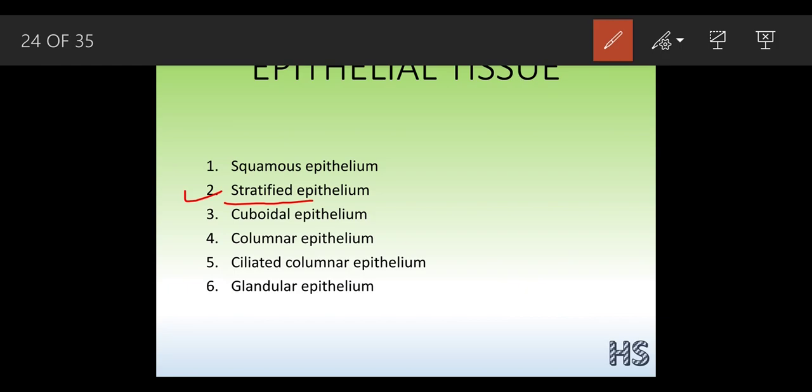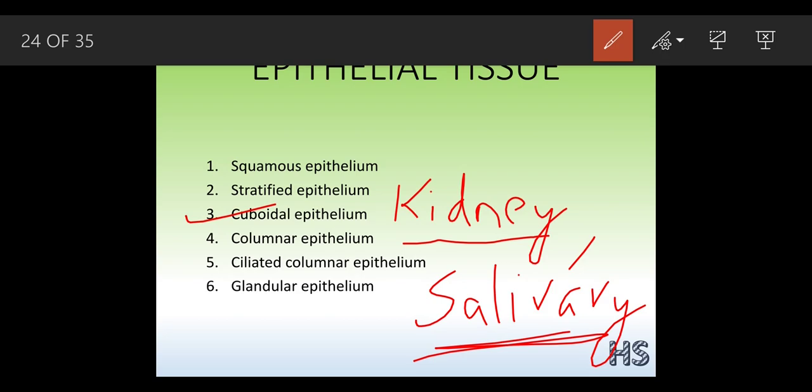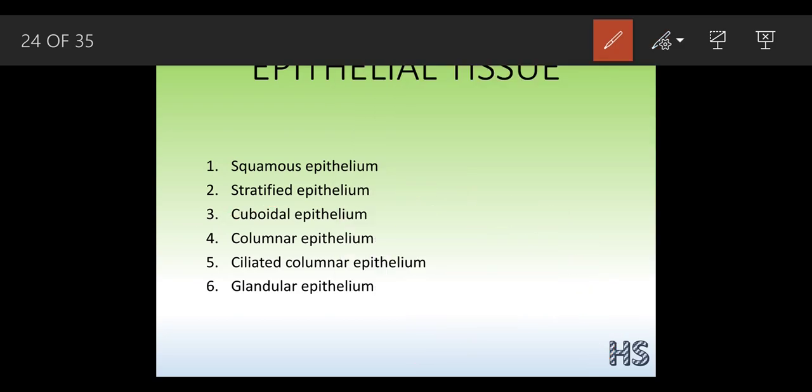Now we are going to talk about the cuboidal epithelium. This cuboidal epithelium is found in the kidney tubules and salivary glands. What are salivary glands? They secrete saliva. You have already heard about this word saliva before also. Why are they present inside the kidney tubules? Because cuboidal epithelium is quite thick in nature.